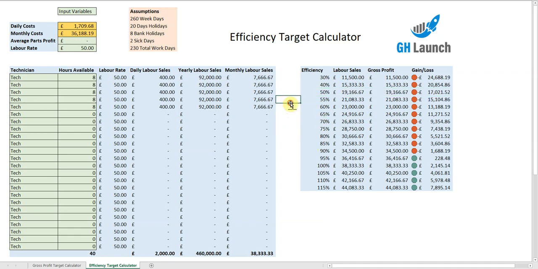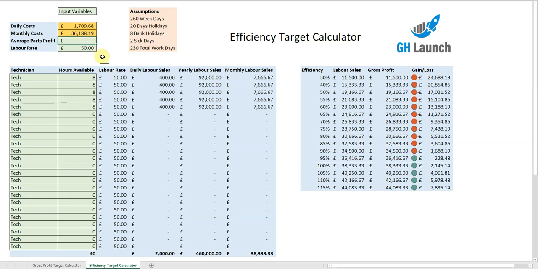So what we need to understand is how much labour should we sell to cover the business overheads. So essentially your gross profit target, can it be achieved purely with labour sales? Well, in an ideal world it can be. That's just not always the case. What this spreadsheet is telling this company is that they need to be 95% efficient for £50 an hour and 5 technicians if they want labour sales to cover their business overheads.